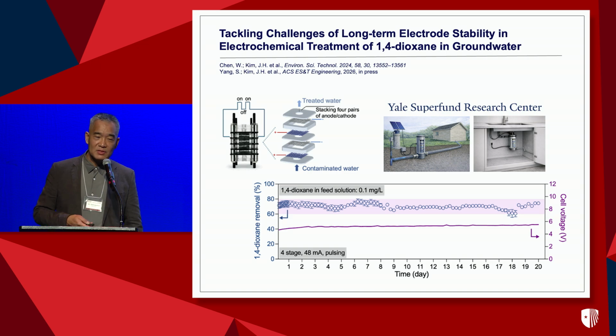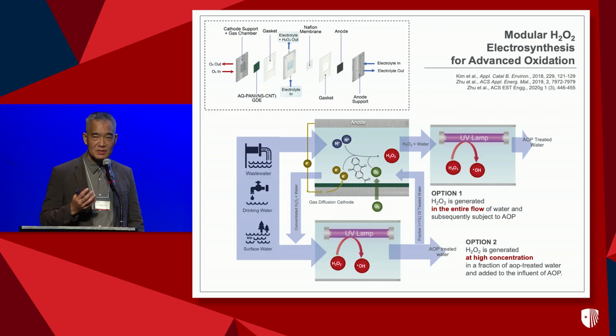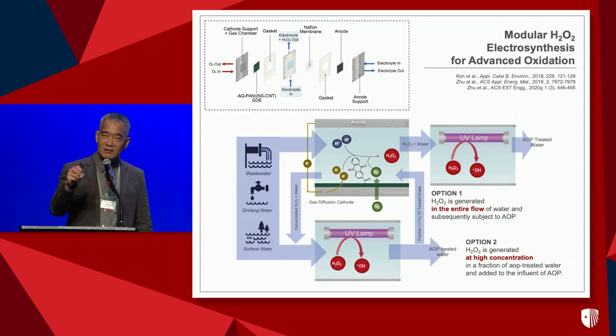But more traditional advanced oxidation uses precursor chemicals such as hydrogen peroxide. You might have heard about Fenton chemistry. So you have hydrogen peroxide, you have iron, and then they combine and produce reactive oxygen species. Well, if you are talking about a distributed system at a really small scale, let's imagine your home or a small unit, it is going to be too difficult to continuously supply hydrogen peroxide or other precursor chemicals.